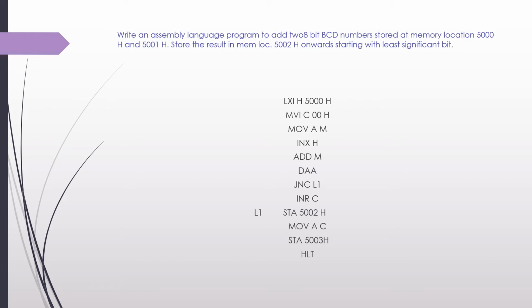After addition, you have to adjust it to the decimal way using decimal adjust accumulator. So the instructions go like this: LXI H 5000, MVI C 00, move the contents of memory to accumulator, increment HL pair, add the memory. After addition, you are changing the hexadecimal to decimal by using decimal adjust accumulator. If in this adjustment a carry is generated, then you increment the C register. If not, you store the result in 5002, and if carry has been generated, that data you take to accumulator and store it in 5003, and end the program.